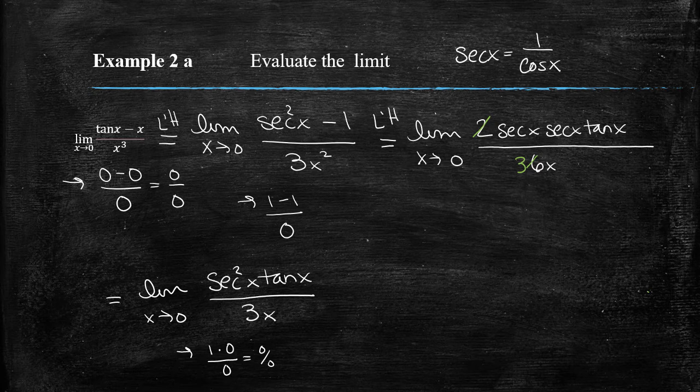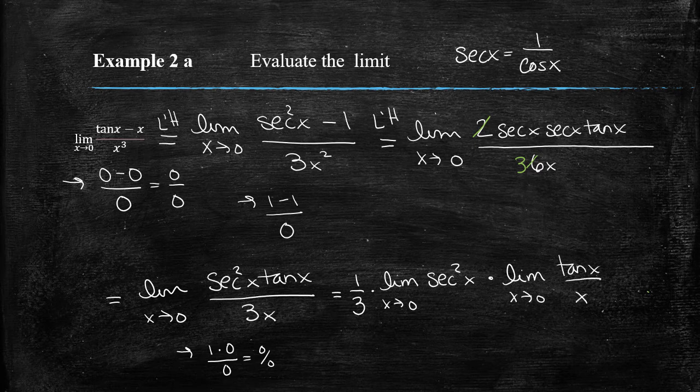The secant squared is not causing a problem, and neither is the 3 in the denominator. So the 1/3 can even be pulled out. So we have 1/3 times the limit as x goes to 0 of secant squared x, and then let's multiply this by the limit as x goes to 0 of tangent x over x. The reason we know that the limit of the product is the product of the limits, as long as the limits exist, so we still have to confirm that second part. This first one is just going to go to 1, so that's good. So as long as the limit of the second one exists, then we're able to do this step.